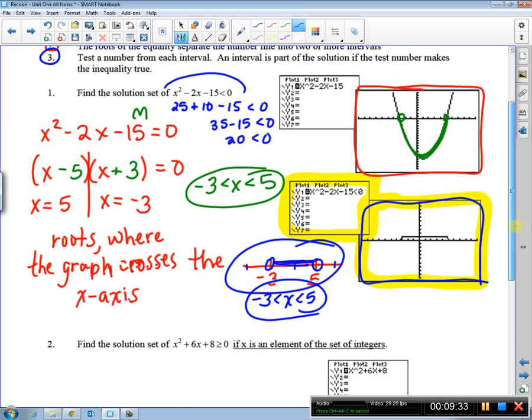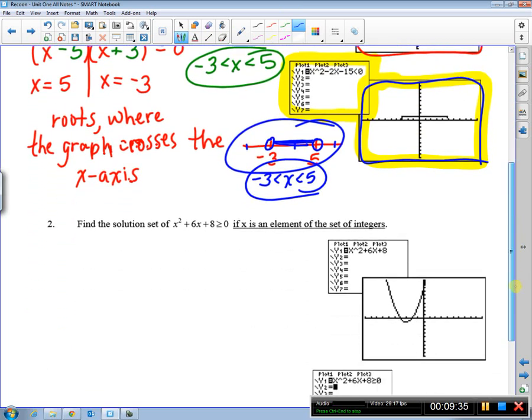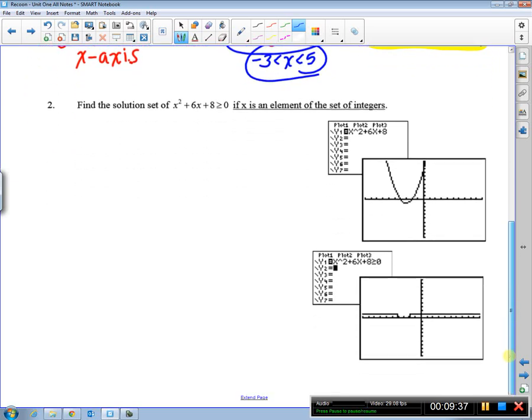All right, we just gave you 3 ways to do this problem. Let's try another. Although I don't think I want to use the calculator. So find the solution set of x squared plus 6x plus 8 is greater than or equal to 0. And this now says if x is an element of the set of integers. We'll talk about that. Let's take x squared plus 6x plus 8 equals 0.